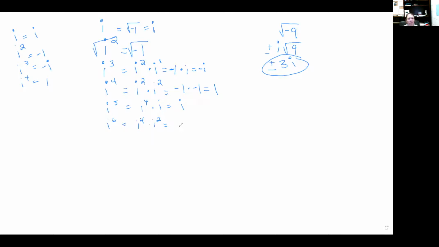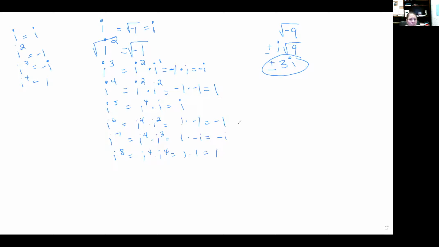All right, what's that going to give us? That's going to give us i to the 1st times -1 equals -1. All right, i to the 7th. It's going to be i to the 4th times i to the 3rd. i to the 4th is 1. i to the 3rd is -i. That's -i. All right, i to the 8th. That's i to the 4th times i to the 4th. It's going to be a 1 times a 1.